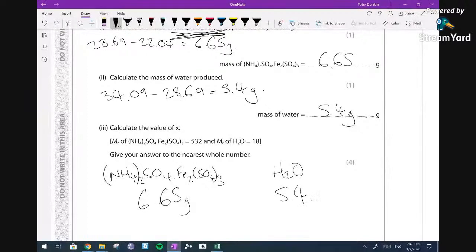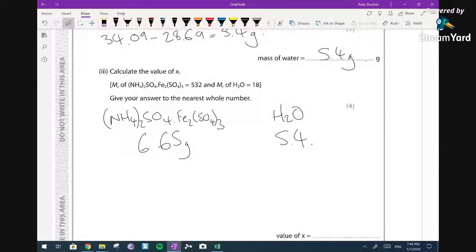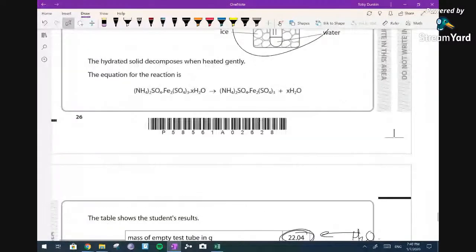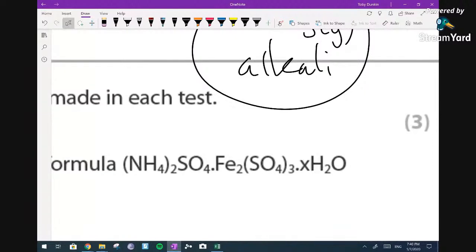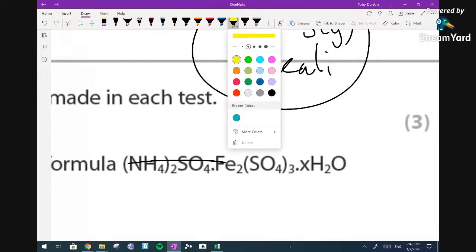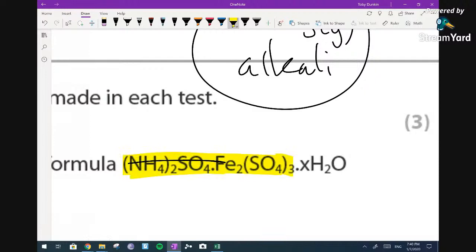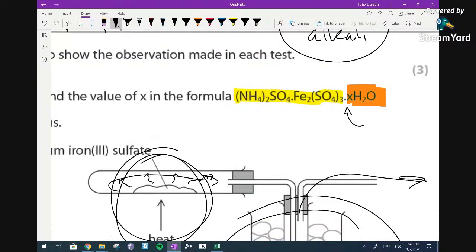Right, now remember, we need to count particles. The X in this formula is the number of particles. This is one particle, a single particle right there. And we want to count how many particles of water are attached to it. We need to count them. To count particles, we count moles.